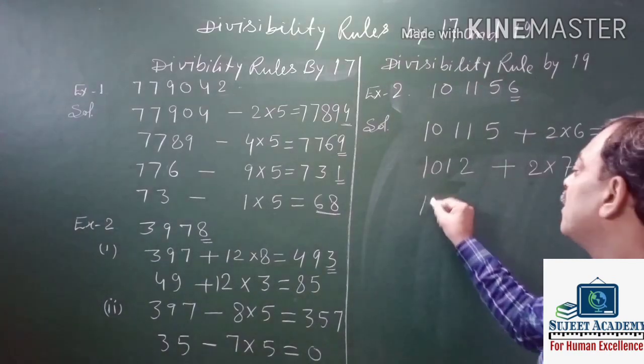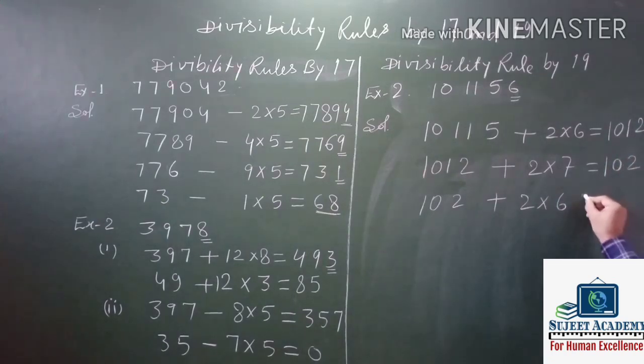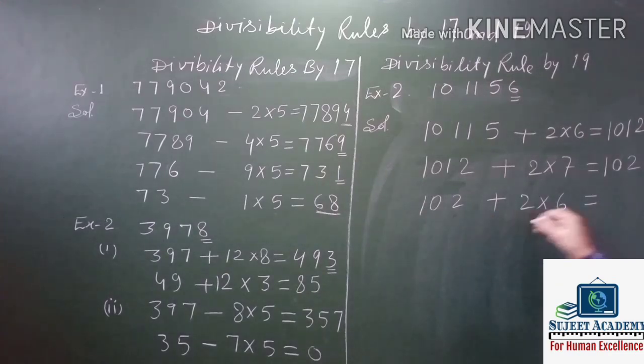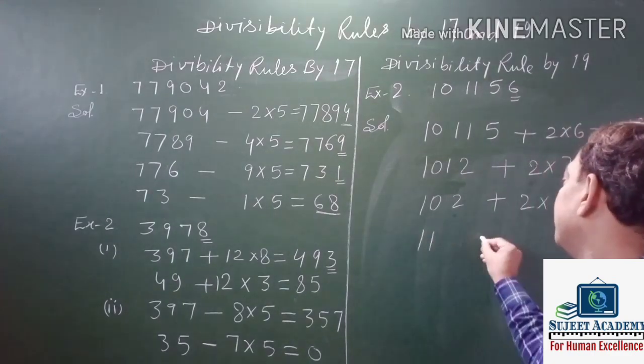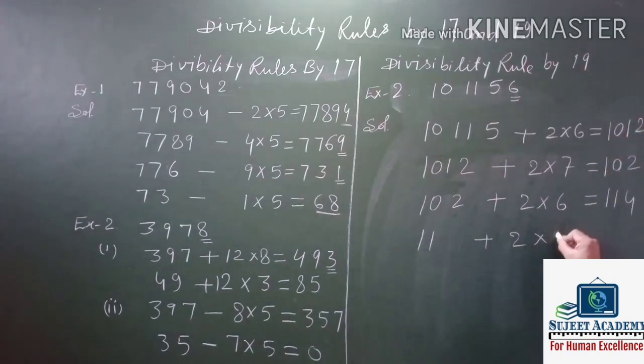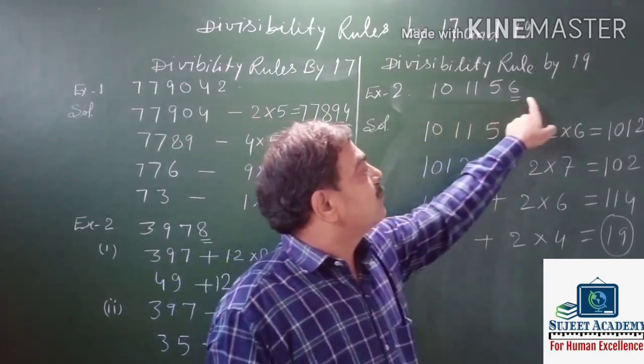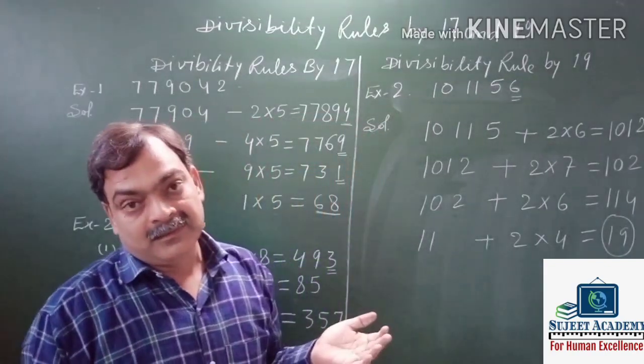In the next step, 102 plus 2 times 6, which is 12, gives 114. In the next step, 11 plus 2 times 4, which is 8. 11 plus 8 is 19, and this 19 is divisible by 19. It means this number is also divisible by 19.